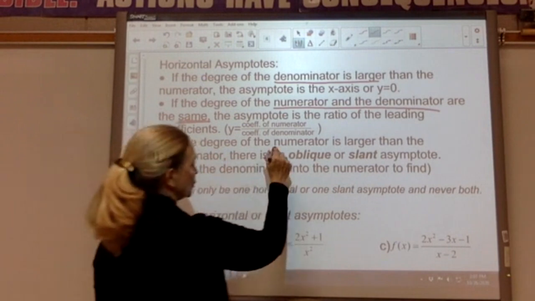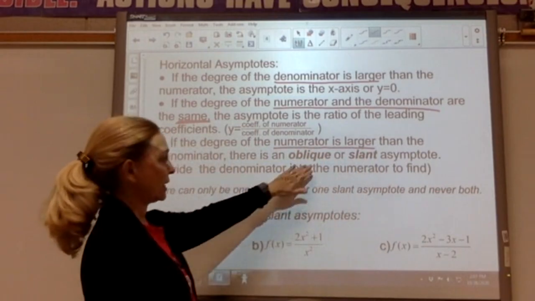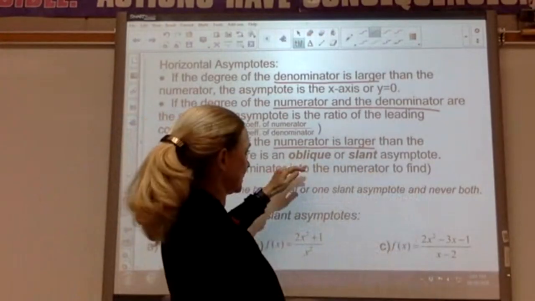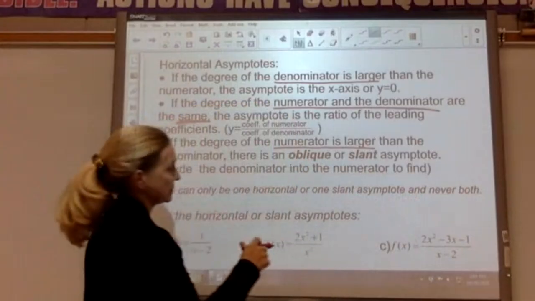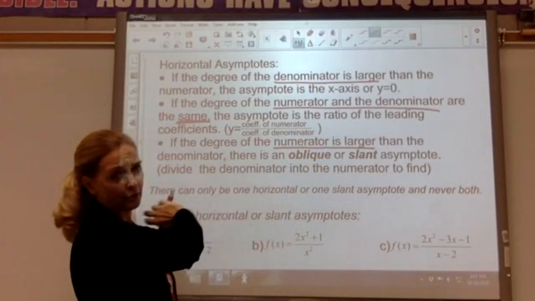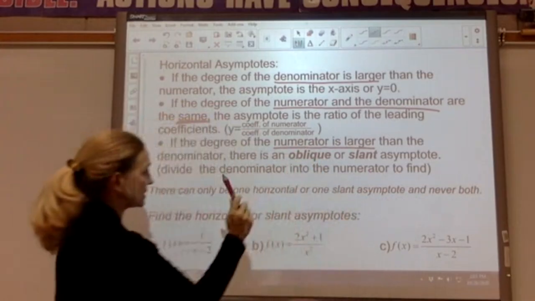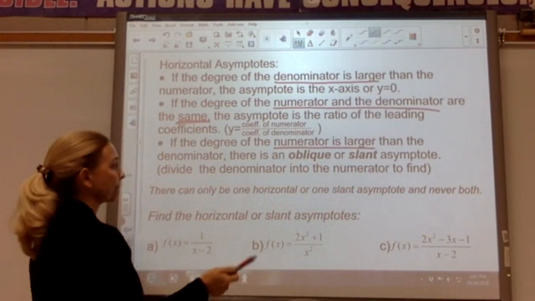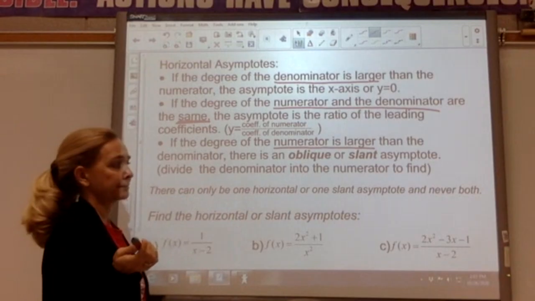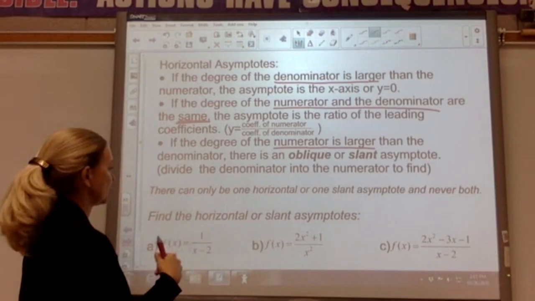Now, if the degree of the numerator is larger, it's not horizontal at all. We have what is called an oblique asymptote, or most people would say slant asymptote. Your textbook will say oblique. Most of the time it's just like a slanted line, and here again, it's an imaginary line that the graph approaches. And this is when the numerator is larger. To find this asymptote, you're going to have to divide the denominator into the numerator. Most of the time you can do synthetic division. There are times where you may have to do long division.